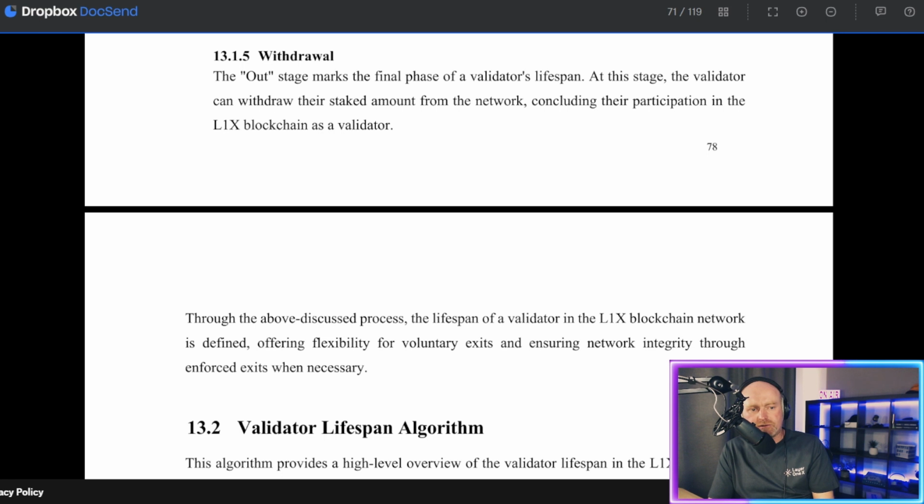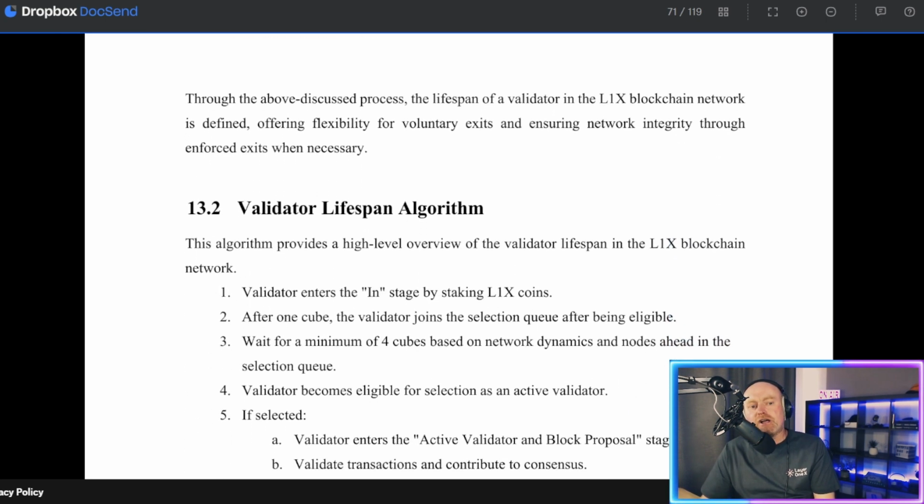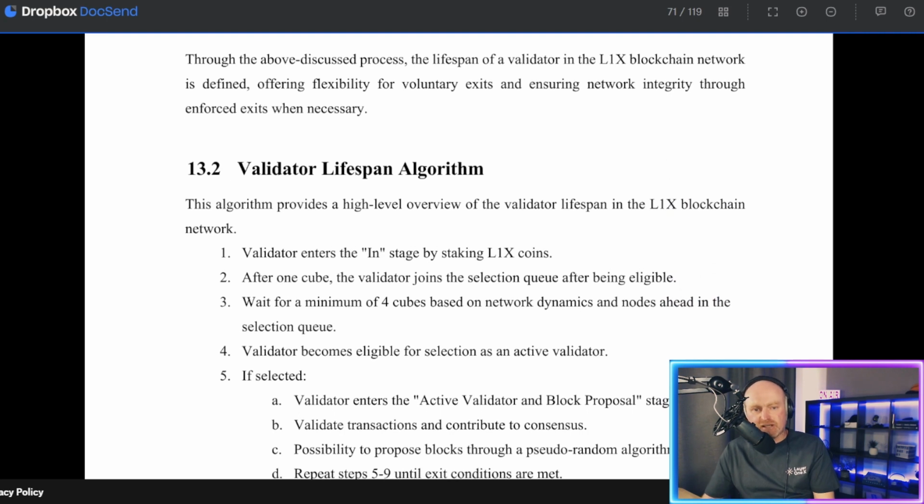13.1.5. Withdrawal. The out stage marks the final phase of a validator's lifespan. At this stage, the validator can withdraw their staked amount from the network, ending their participation in the L1X blockchain as a validator. Through the above discussed process, the lifespan of a validator in the L1X blockchain network is defined, offering flexibility for voluntary exits and ensuring network integrity through enforced exits when necessary.